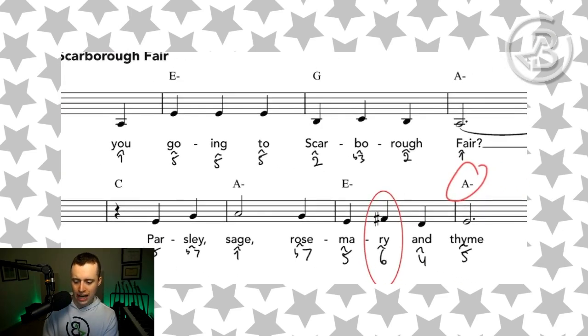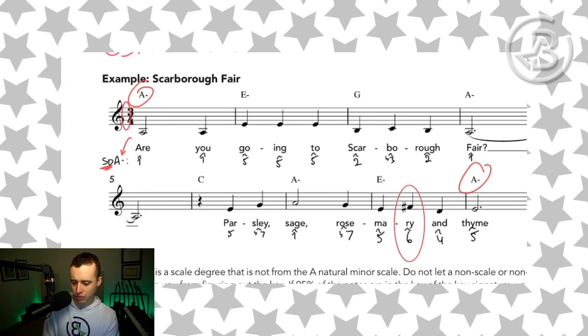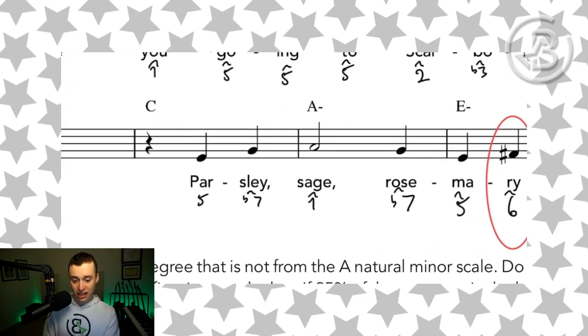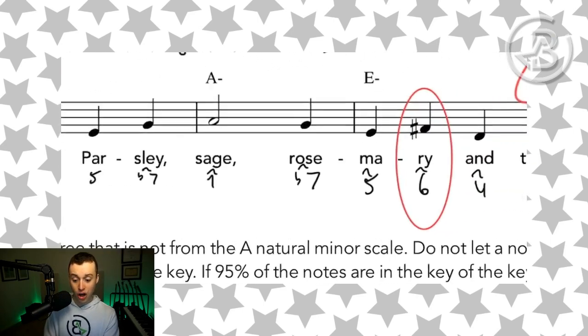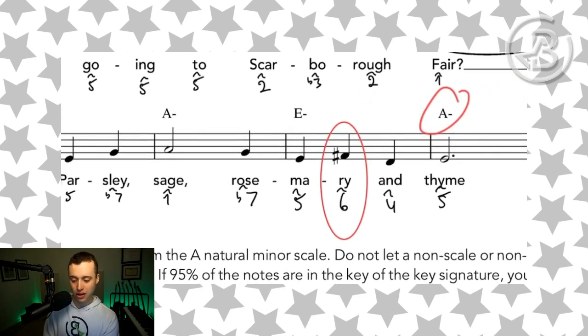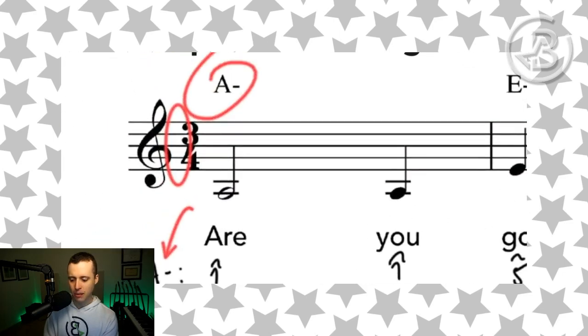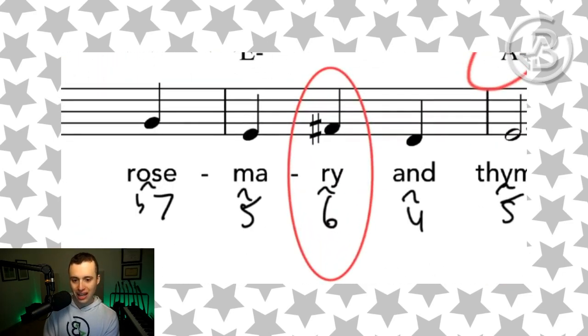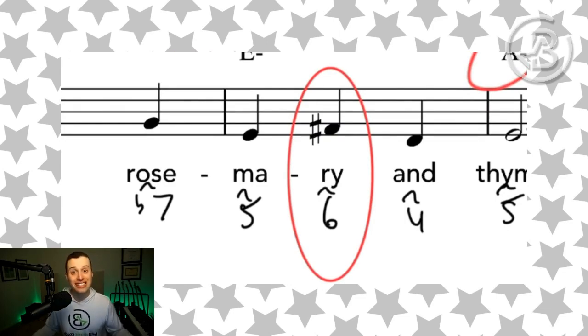Then we go 2, flat 3, 2, 1, and then we go 5, 7, 1, 7, 5, 6, 4, 5, and this 6 right here, this is where things get interesting, because the key is A minor, but the note is F sharp, which does not belong in an A natural minor scale. Normally this scale degree would be F natural with a flat in front of it, but because we're raising that F up by 1/2 step, we take the flat away and add the sharp accidental.